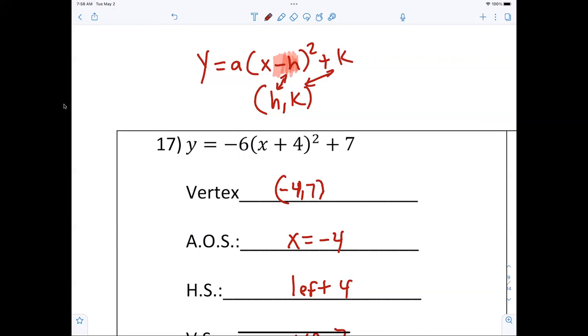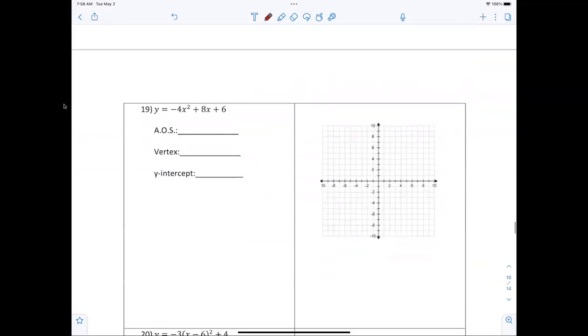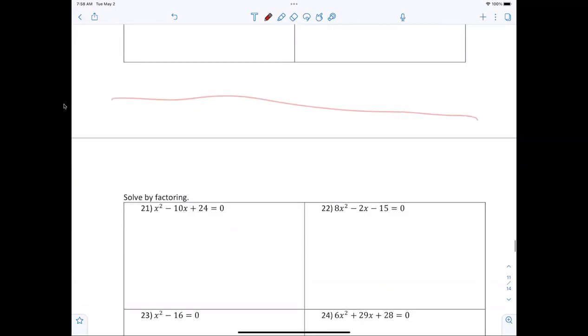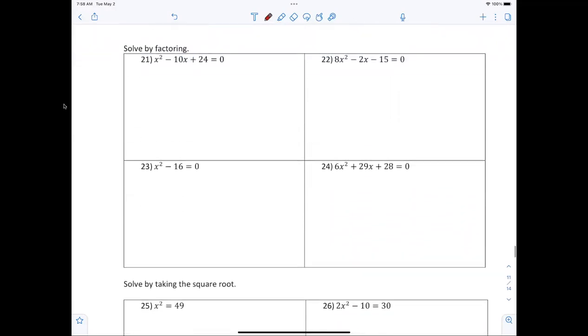Anybody else would like me to check out a graph? Hopefully you took the time to graph it on the calculator, double check your work, make sure you're okay. Anybody? All right, here we go. Nothing else, guys? Hopefully you are doing a good job.